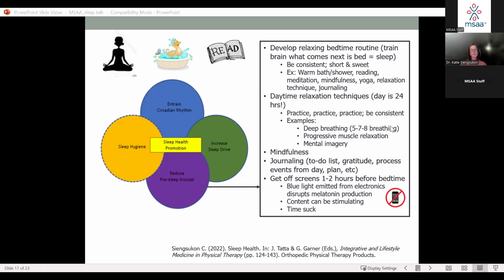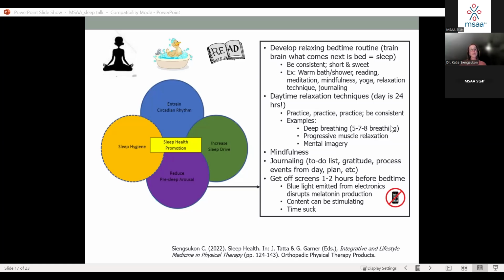We also work with people on mindfulness. Oftentimes people are not aware of the negative thoughts that they have surrounding sleep. And so working on mindfulness can be very helpful. Some people like to journal, and journaling can take many different forms. It can be a to-do list, gratitude, plan your next day. Again, whatever would be most effective for you.